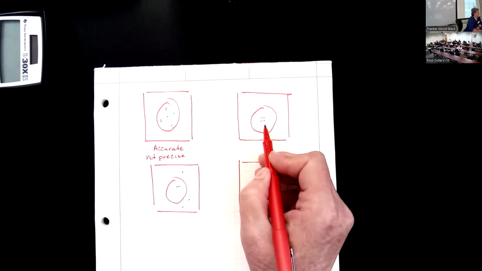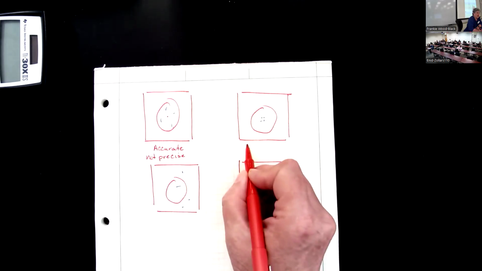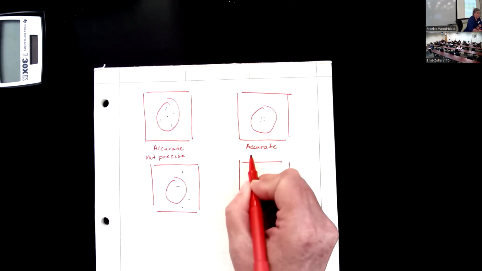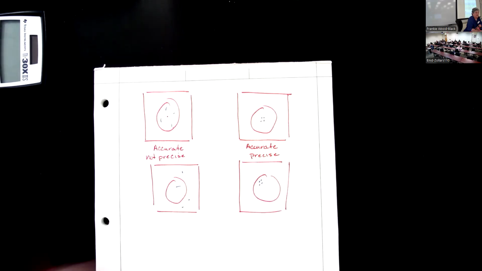This one, I've got a really tight grouping, really close to the middle. This is both accurate and precise. This one is precise, but not accurate. And that one's not accurate or precise.